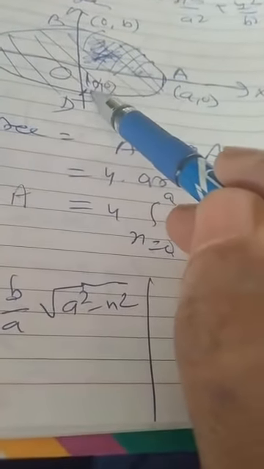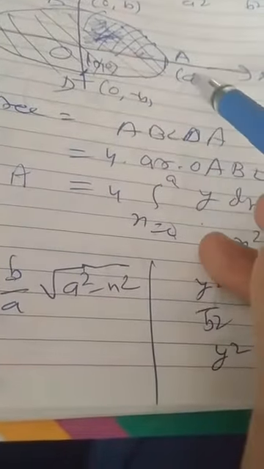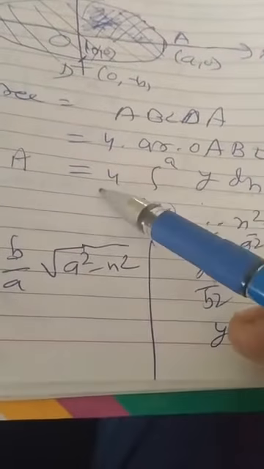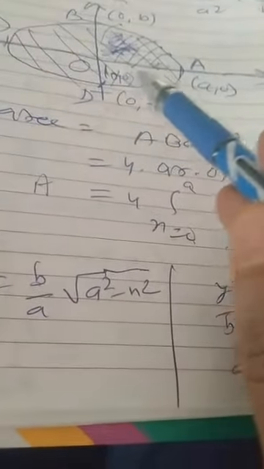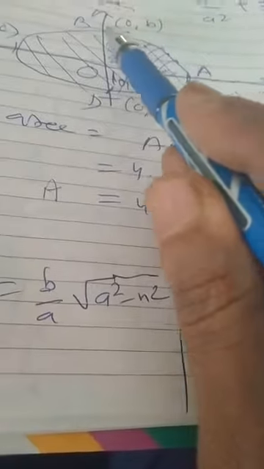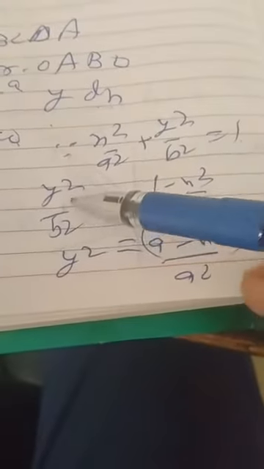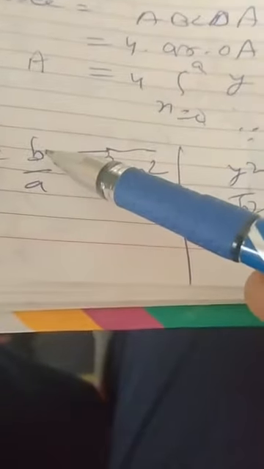That is to be calculated with x extending from 0 to a: 4 times the integral of y dx. And the value of y comes from the curve, which is an ellipse: x square by a square plus y square by b square equals 1. So y square by b square equals 1 minus x square by a square. Taking their LCM, we get a square minus x square upon a square, and transferring the b square here, we get y under root, so y equals b by a under root a square minus x square. That is the value of y.